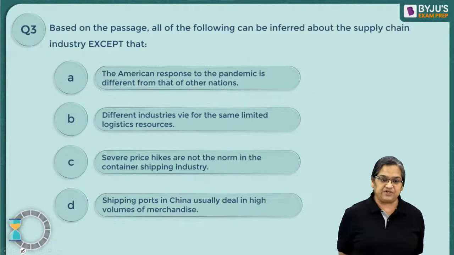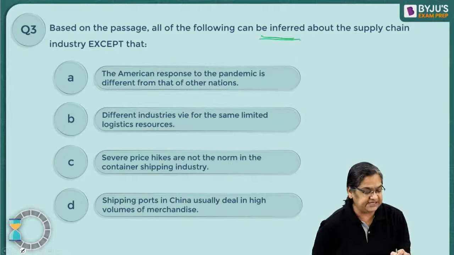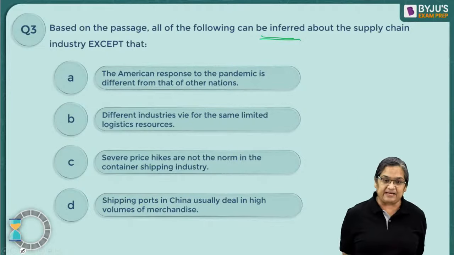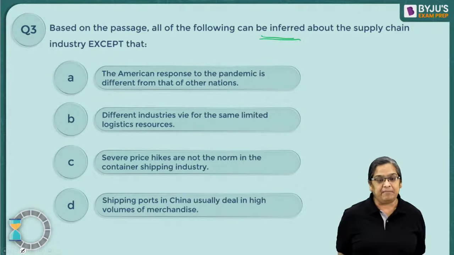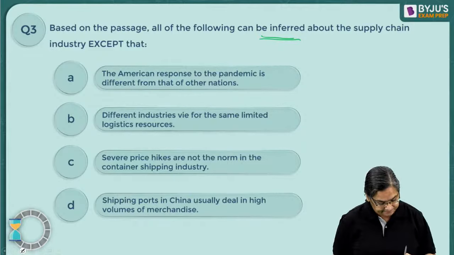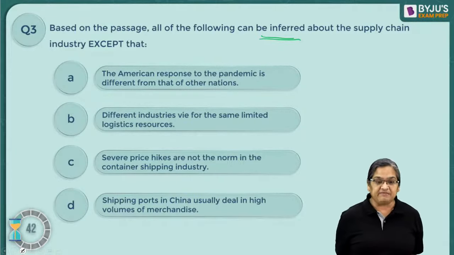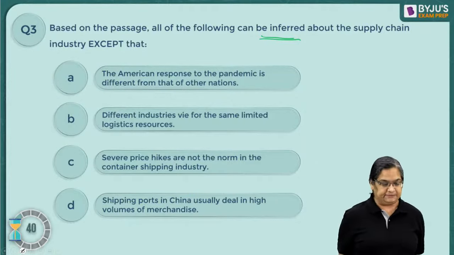Based on the passage, all of the following can be inferred about the supply chain industry except that. That means something has been already given in the passage. Based on that, you have to draw your own conclusions. Can you say it? Let me put on the timer and you answer the question this time. Please give the question number and the answer.